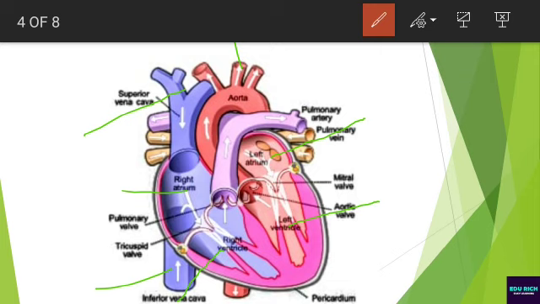Now we will be knowing about the cardiac valves.